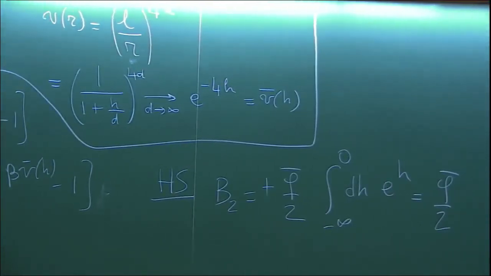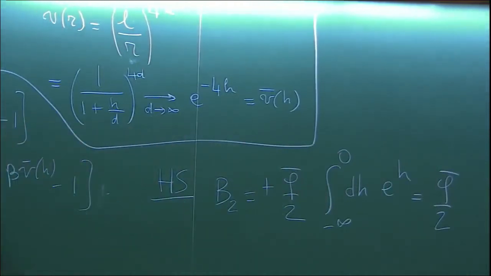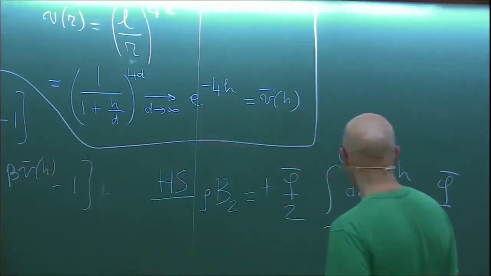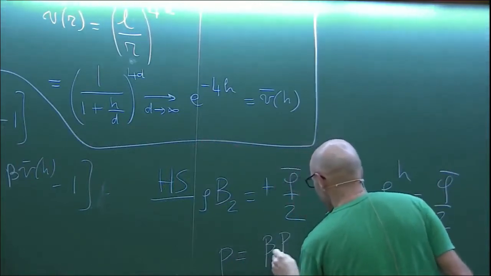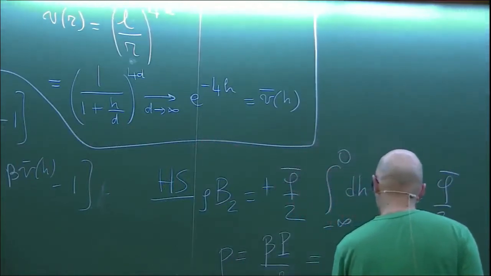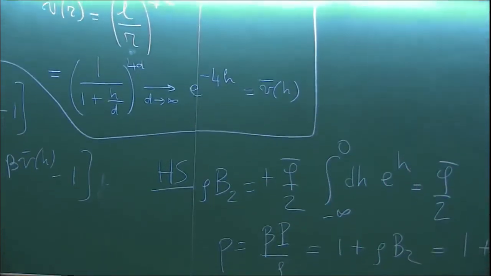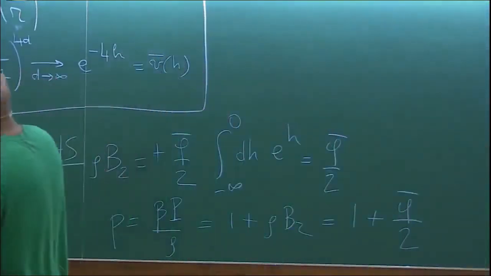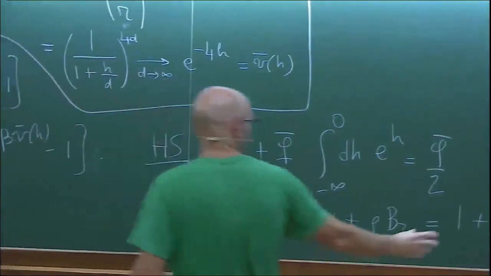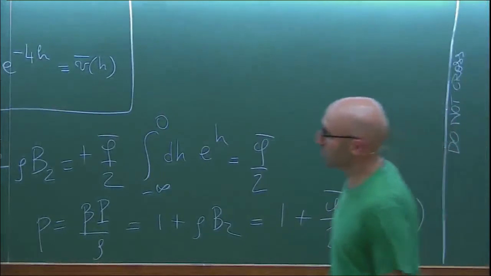With the thermodynamics, rho B2, the reduced pressure, beta P over rho, is 1 plus rho B2. So it's going to be 1 plus phi bar over 2 for hard spheres. And for a generic potential there will be a factor, some function I of beta, which is this function here.